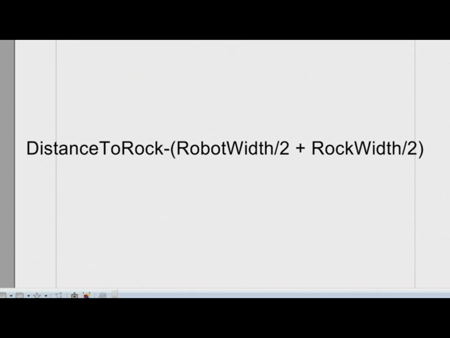What I want to do is take the distance to the rock, and I want to subtract half of the robot's width, so that I remove the distance between the center and the edge of the robot, and I want to subtract half of the rock's width. So I'm going to take distance to rock minus the sum of the robot width divided by 2 and the rock width divided by 2. And that will give me the distance between the edge of the rock and the edge of the robot. Now let's go put that idea into Alice.